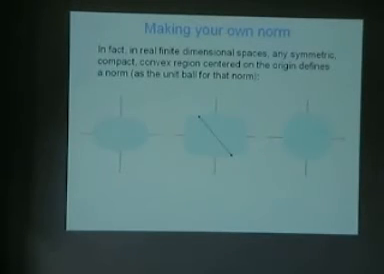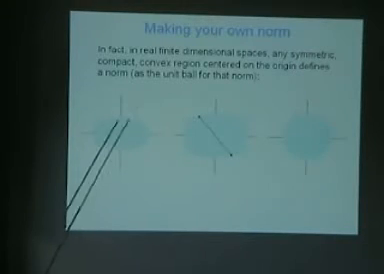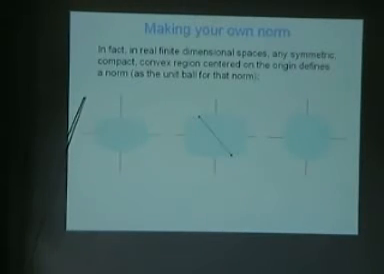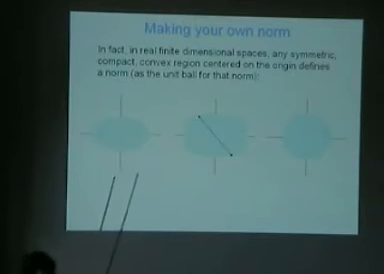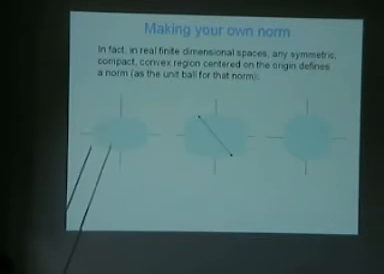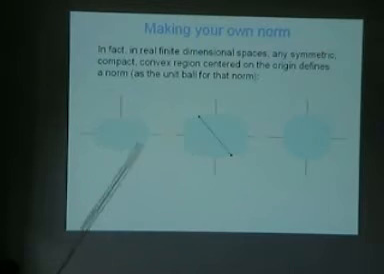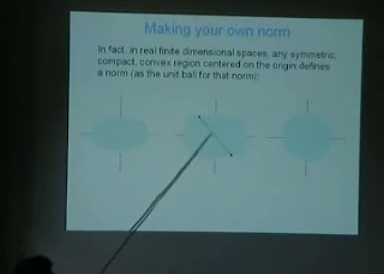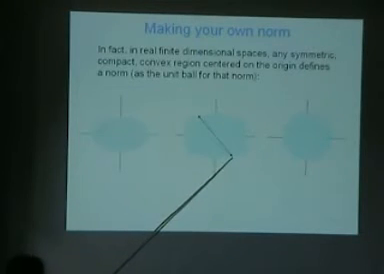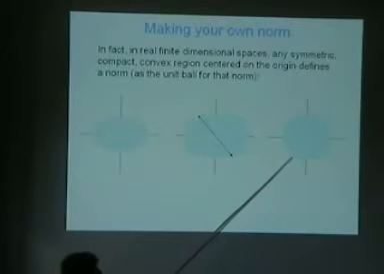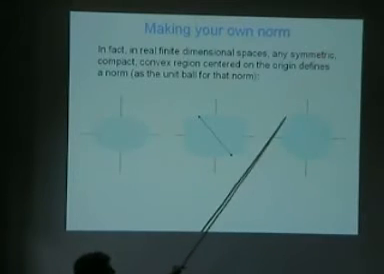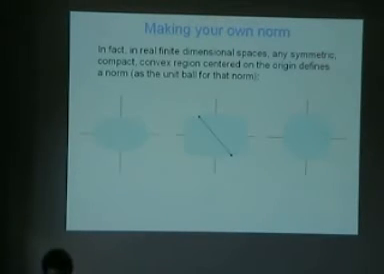Okay, so now you can make your own norm by just painting it, because this is a theorem. In real finite dimensional spaces, any symmetric compact convex region centered on the origin defines a norm. Even if you can't write down an equation for what that norm actually is, this defines a norm. By symmetric, I mean that if a point lies on the surface, the negative point also lies on the surface. So you can have strangely shaped things that are very difficult to write down mathematically, but you know it's a norm. That might be useful.